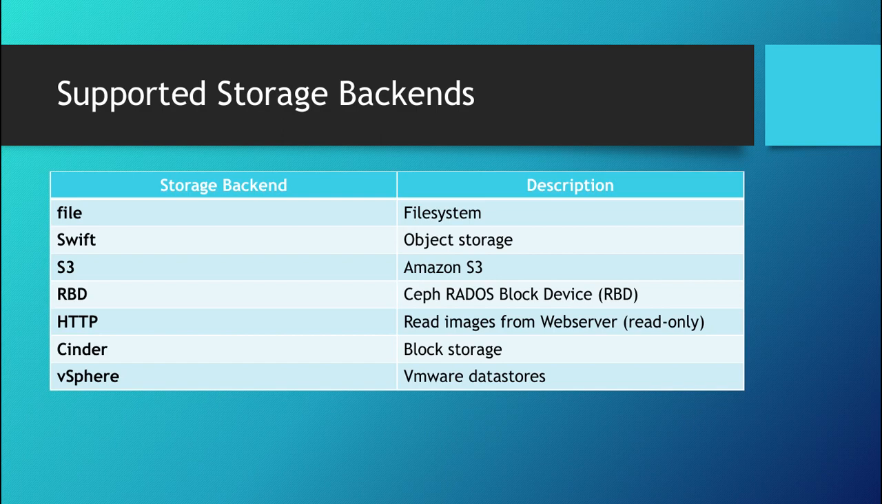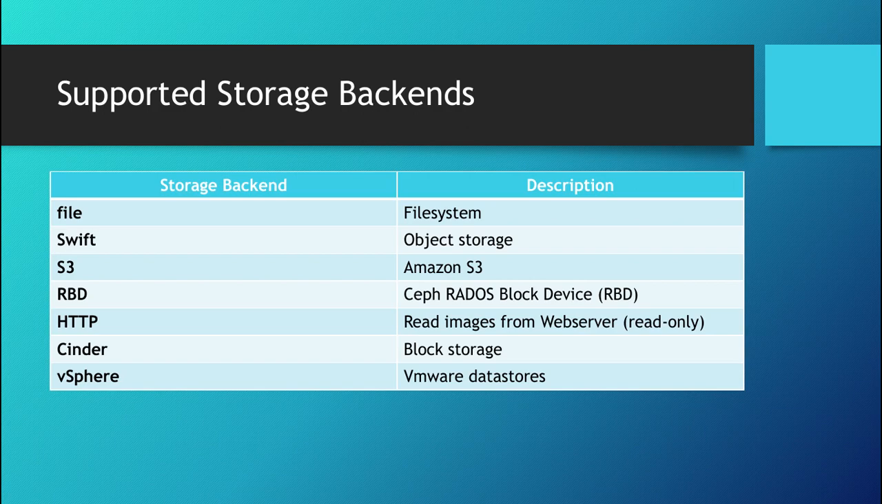And for the supported storage backend, it supports file. So file is nothing but the normal file system, so you can use any file system as a backend storage for your Glance service, or you can use Swift, that is the object storage for your OpenStack. Also you can use Amazon S3, you can use Ceph Storage, the RADOS block device.